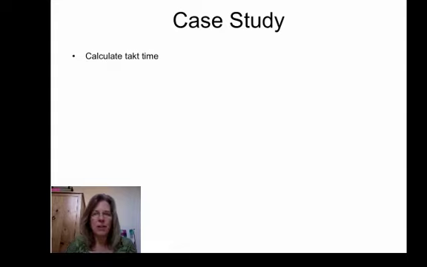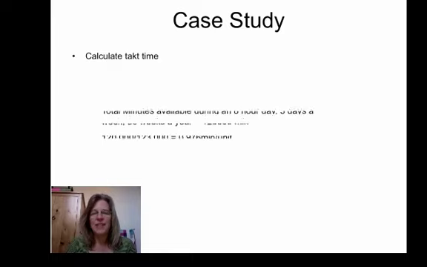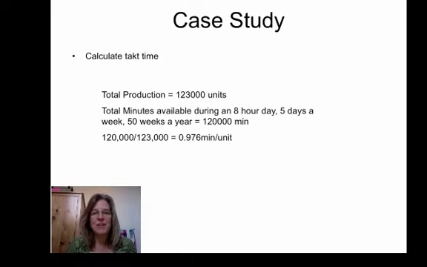I'm probably impatient here and I want to give you the answer. The total production is 23,000 units. The total minutes available in an 8-hour day, 5 days a week, 50 weeks a year is 120,000. So you take the 120,000 minutes over the demand. The units have to be a time per unit. So it's a little bit less than a minute per unit that you need for the takt time. So every minute a finished table has to come off the line. We're going to use this in class when we look a little bit more at line balancing in that particular case study.